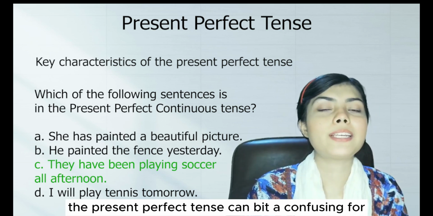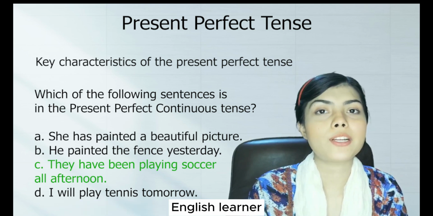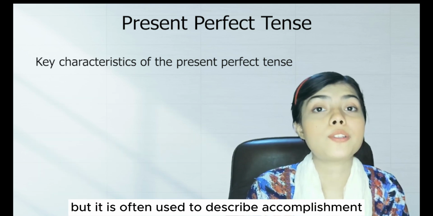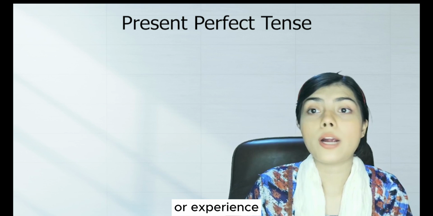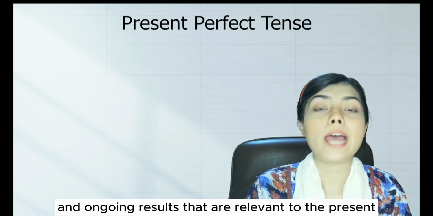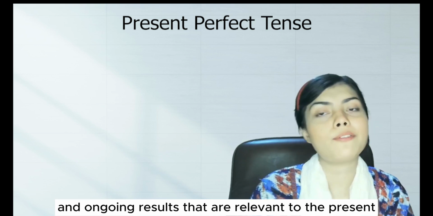The present perfect tense can be a bit confusing for English learners, but it is often used to describe accomplishments or experiences and challenges and ongoing results that are relevant to the present.